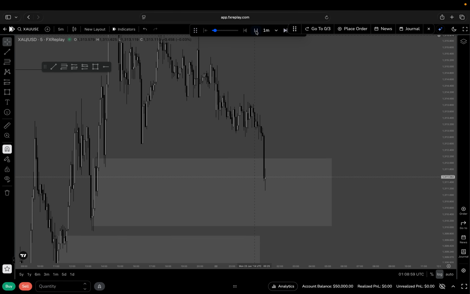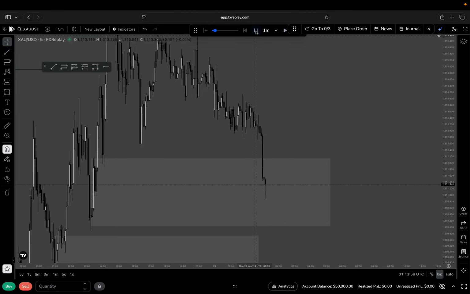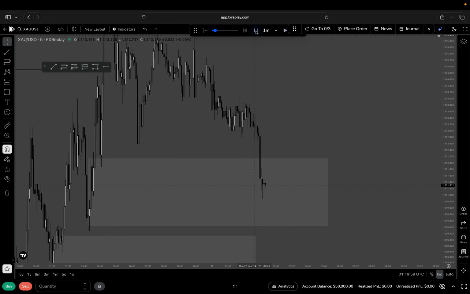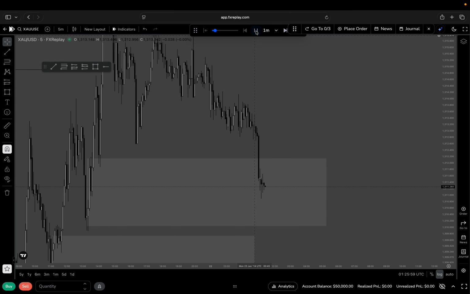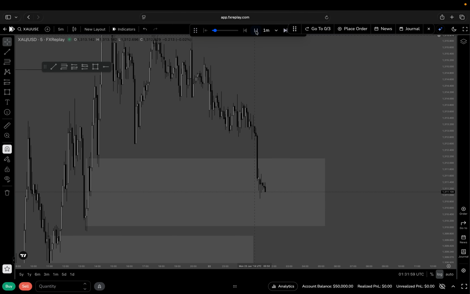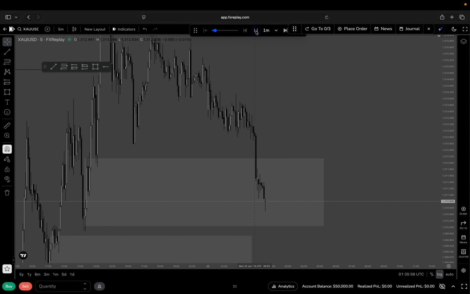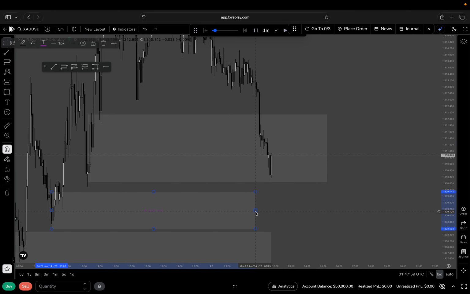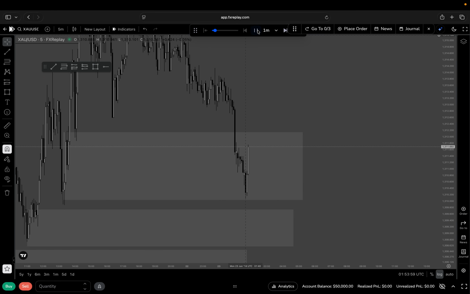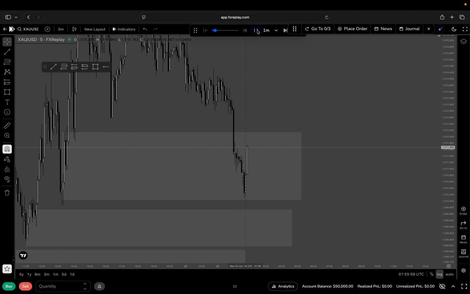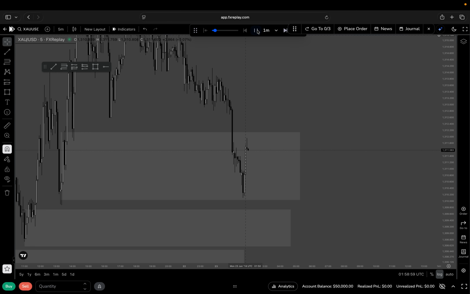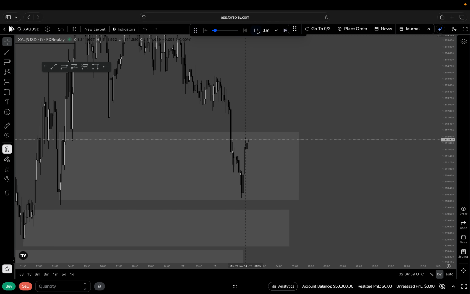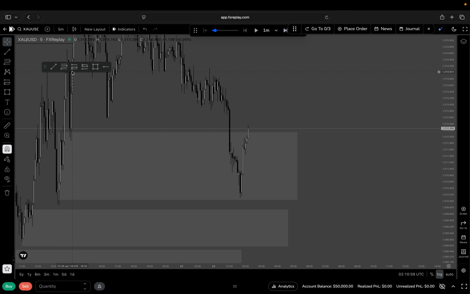Okay. Okay, looking like we're gonna continue further down. Maybe. See a nice displacement here. See if we end up holding this gap. Okay, we can actually look to take this.